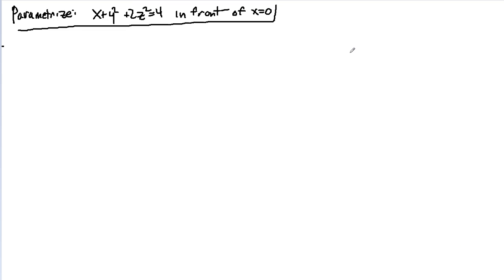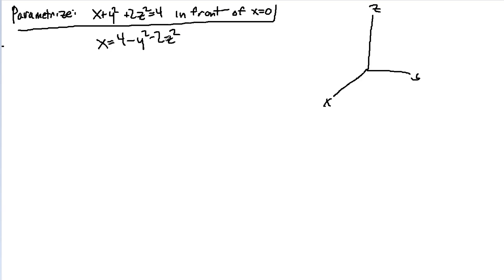Now I'm going to parameterize this surface. Again, I'll draw a picture. Here's the x, here's the y, here's the z. And I only care about the stuff on here, so I don't need to go behind the zy plane. And what's happening here? I can get some idea of the picture by solving for x here: 4 minus y squared minus 2z squared.